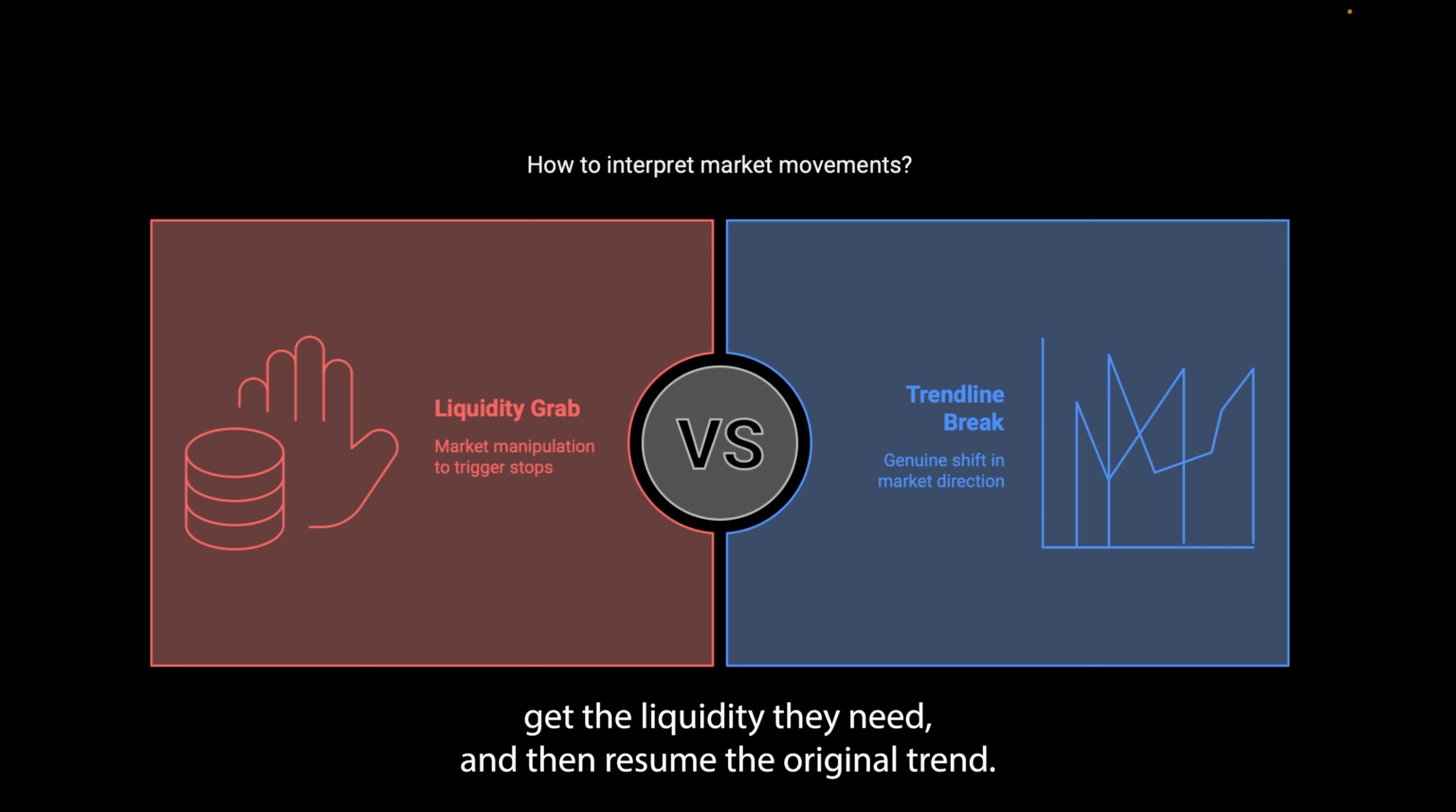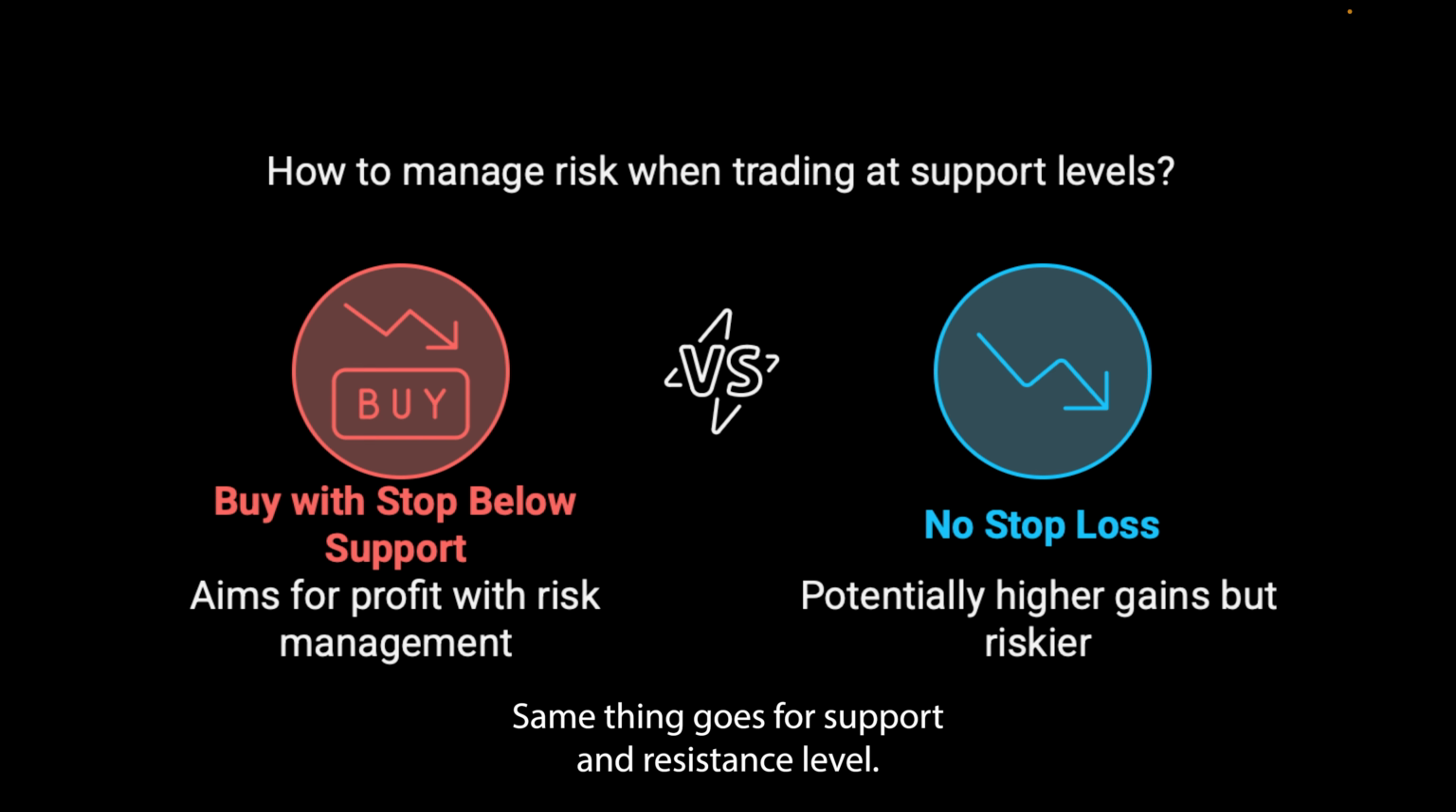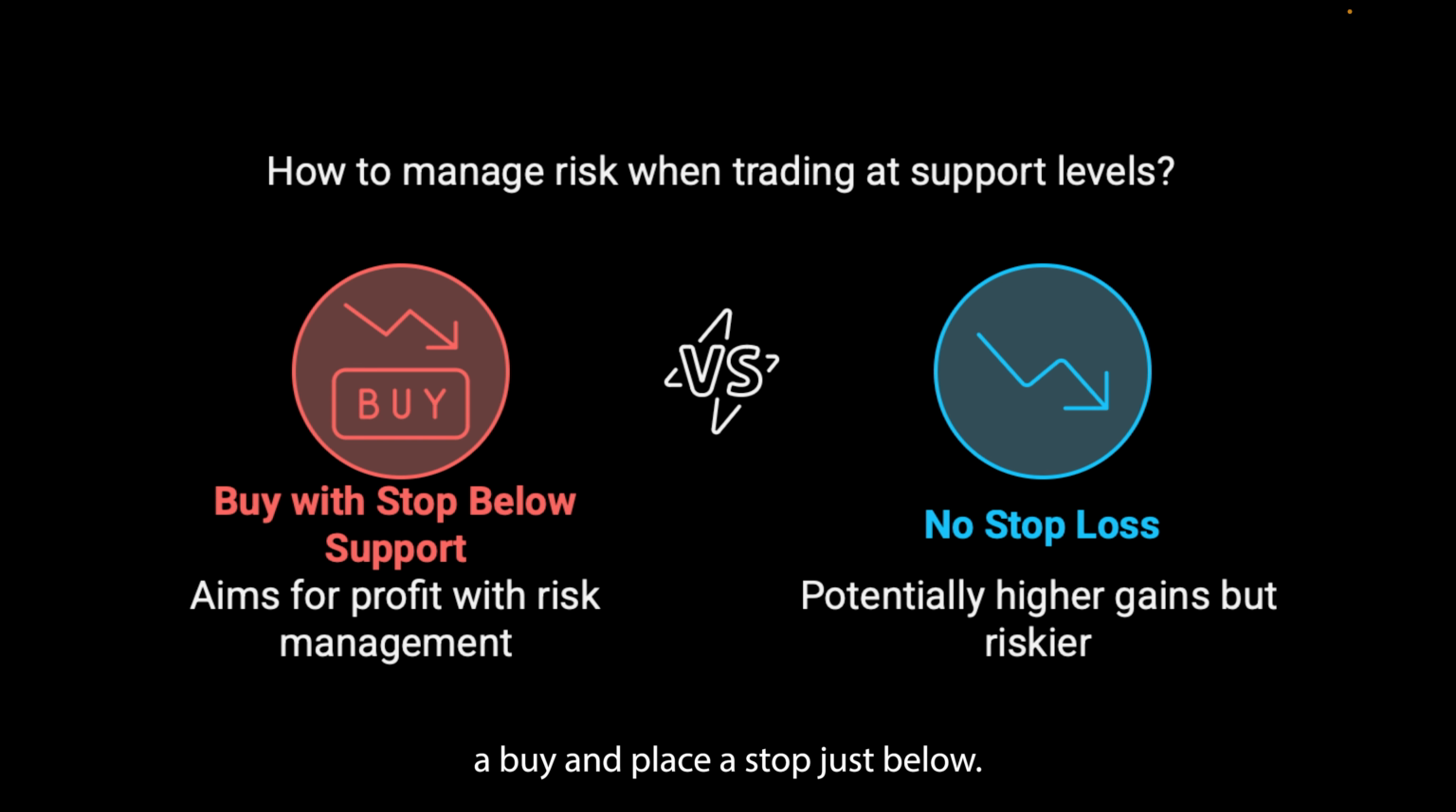Get the liquidity they need, and then resume the original trend. Same thing goes for support and resistance levels. You find a clean support level that's held before, you enter a buy and place your stop just below it.